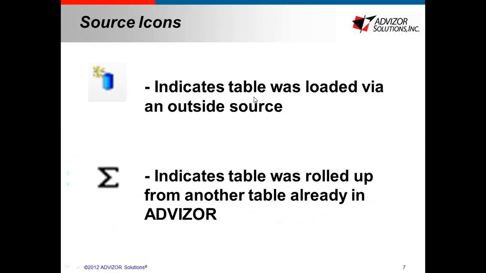Now, how do you know what the icons stand for? Well, what looks like a barrel right here indicates that this table was loaded from an outside source. It could have been loaded from a text file, from a SQL Server database, from an Excel spreadsheet, from a CSV file. Whatever that source is, it was not created within Advisor. It was sourced outside and brought into Advisor. When you see this sigma sign right here, this indicates that the table was rolled up from another table that was brought in within the Advisor software itself.